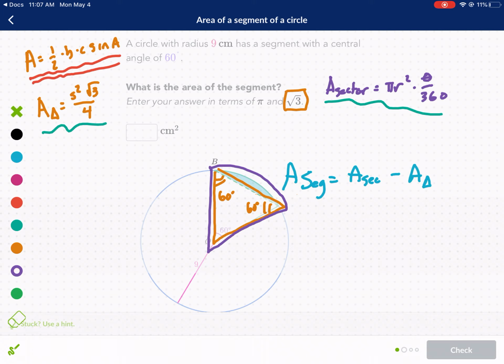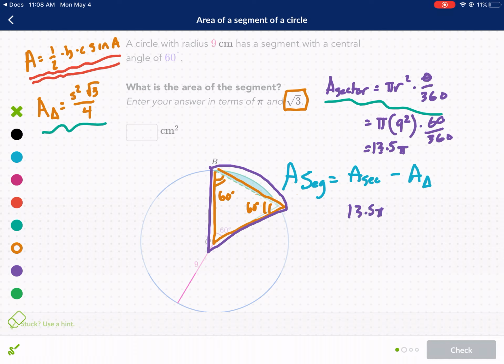I guess we'll start with the sector again. So pi r squared, pi times our radius. This time the radius is 9. So we have 9 squared times theta, which is 60, divided by 360. We're going to leave that in terms of pi, so we're going to multiply across and just tag the pi on at the end. 81 times 60 divided by 360. I'm typing this on my calculator. I get 13.5 pi. Okay, so we have the area of the sector already, 13.5 pi.